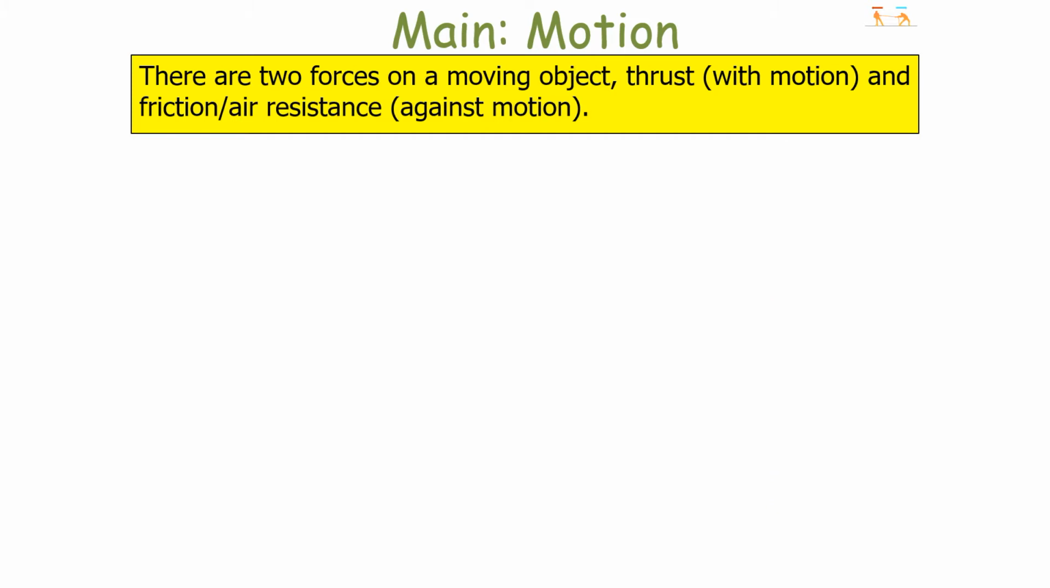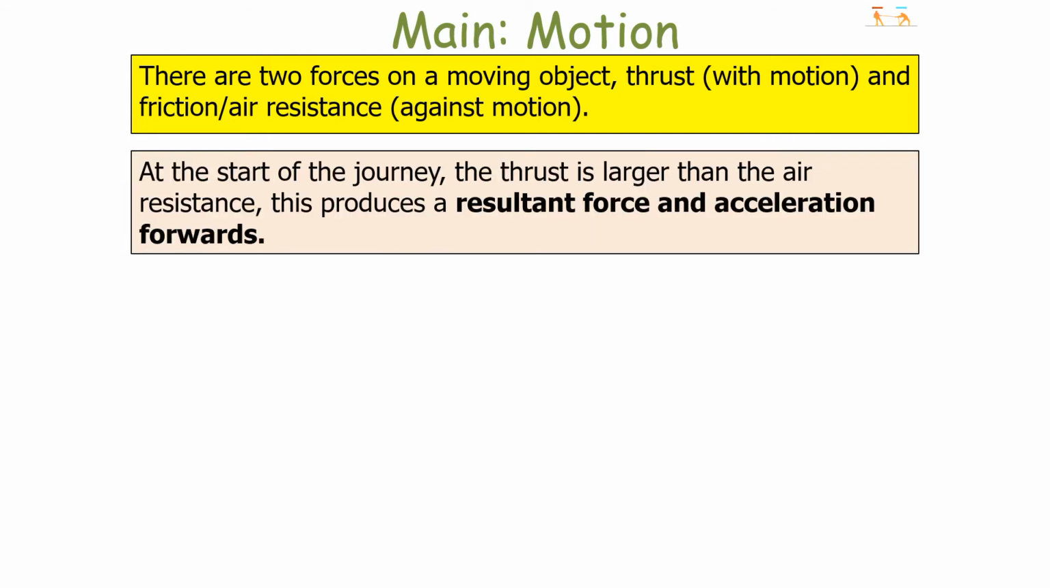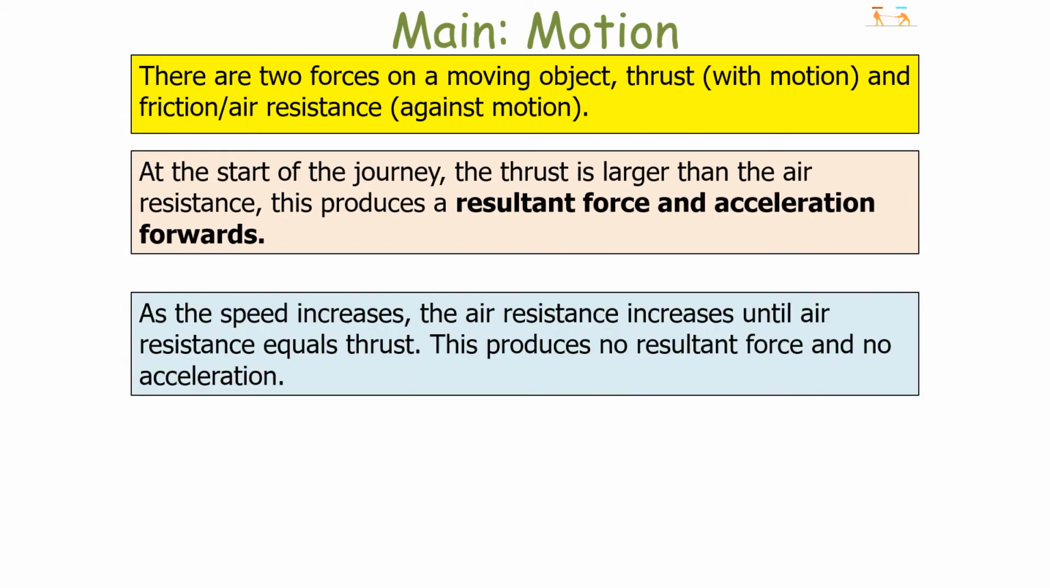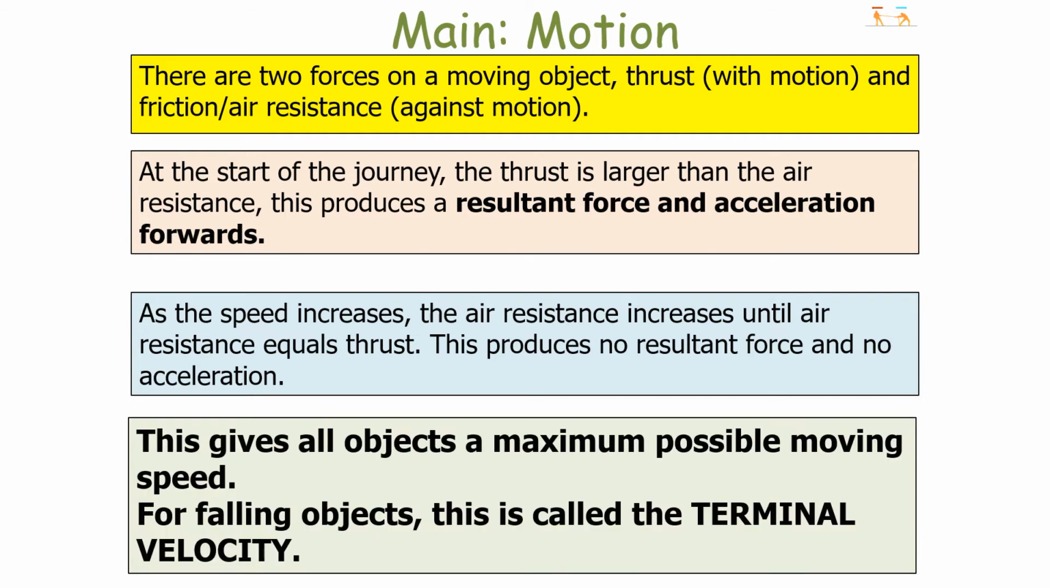Now there are two forces acting on a moving object: thrust, which acts with motion, and friction or air resistance, which acts against motion. Now at the start of the journey, the thrust is larger than the air resistance, and this produces a resultant force and acceleration forwards. Now as the speed increases, the air resistance increases until the air resistance equals the thrust. This produces no resultant force and no acceleration. So this gives all objects a maximum possible moving speed. So for falling objects, this is called the terminal velocity.